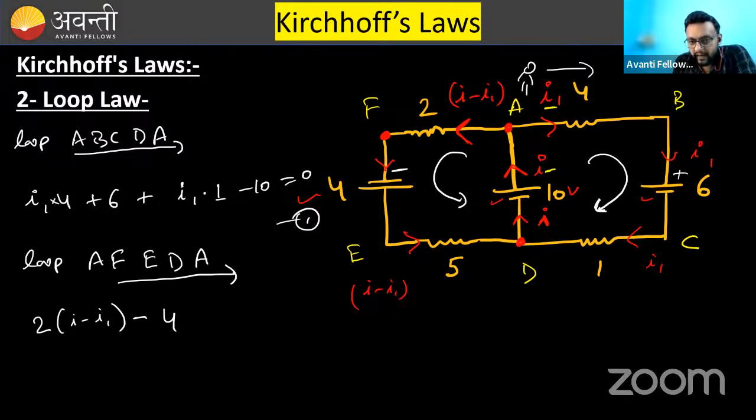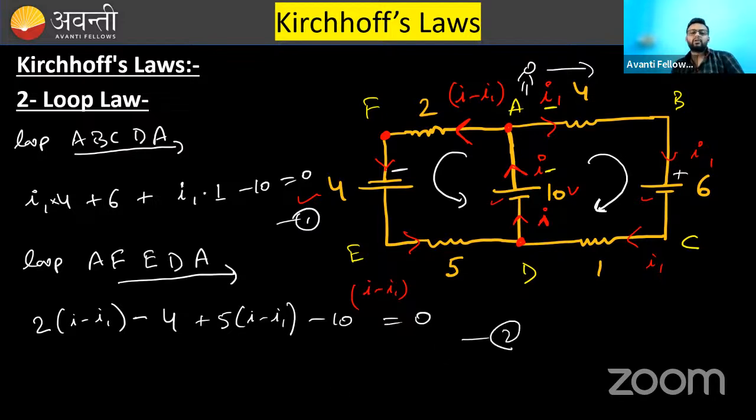Again, in this part, you are moving in the direction of current, then you should write plus 5 (I minus I1). And again, from this side, you are moving from D to A and entering the cell from the negative side, that is minus 10 equals to 0. This is equation number 2. Now you can form the equations and you can get the answers of whatever current you want. This is how you can apply Kirchhoff's law.